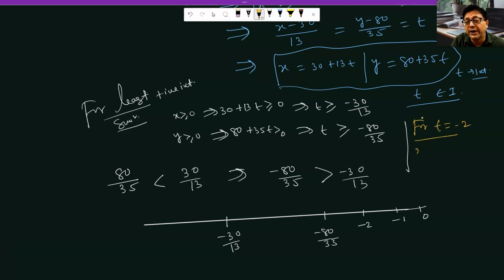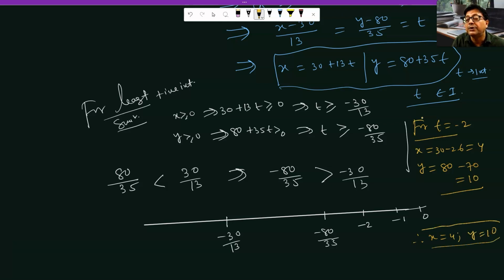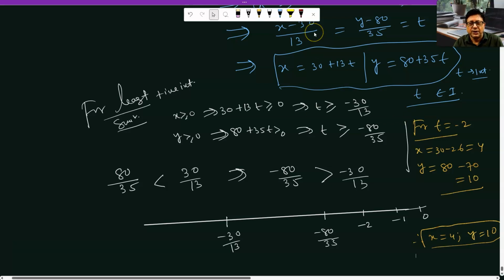For t equal to minus 2, x will be 30 minus 26, that is 4, and y will be 80 minus 70. This is equal to 10. Therefore, x equal to 4 and y equal to 10 is the initial positive solution. Clear? Hope you have understood. So this is the method you have to use to solve a Diophantine equation. I hope you have understood.